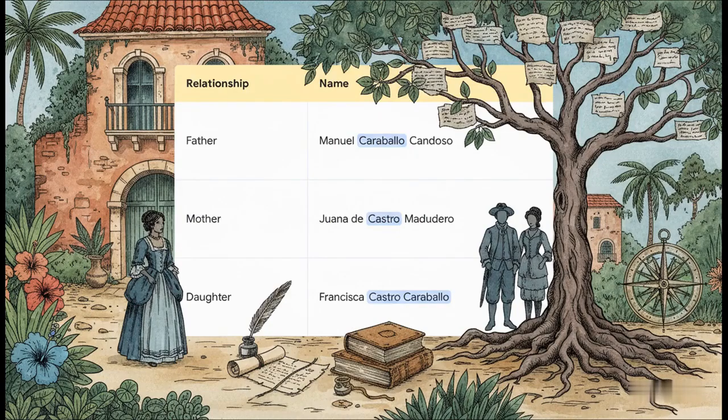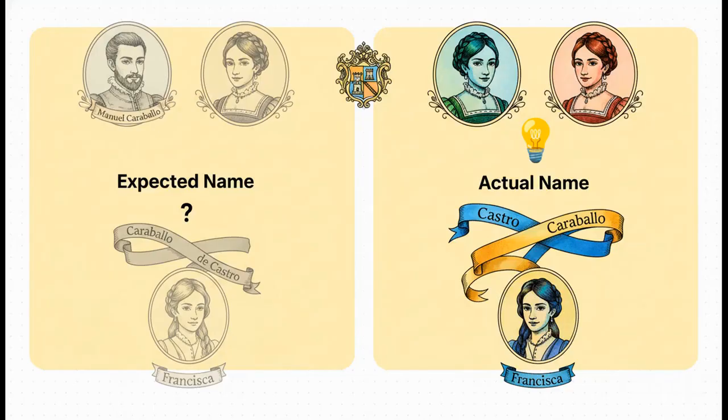Okay, check out this real-life example from Puerto Rico back in the 1600s. We've got a daughter, Francisca. Her dad is Manuel Caraballo Condozo, and her mom is Joana de Castro Madudero. So think about that rule we just talked about. What do you think her name should be? Logically, you'd expect her name to be Caraballo de Castro, right? Father's name first. But nope. When you look at the actual records, she's listed as Castro Caraballo. She flipped it. She's using her mother's name first.